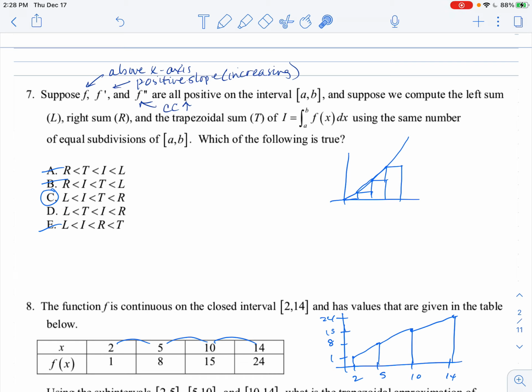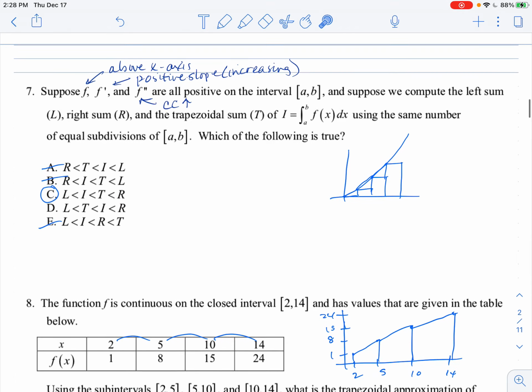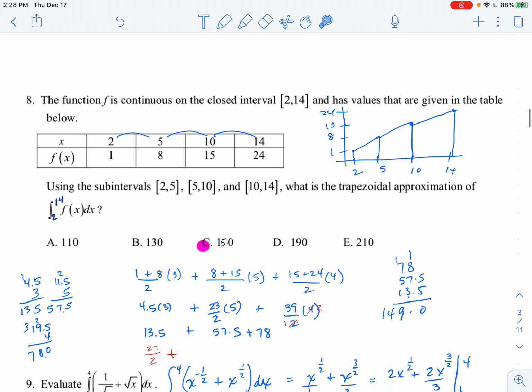Well, then a left will be less than the integral, which will be less than a trapezoid, which is less than the right. The right will give us the largest area. In number 8, the function f is continuous on this closed interval from 2 to 14 and has values that are given in the table below.